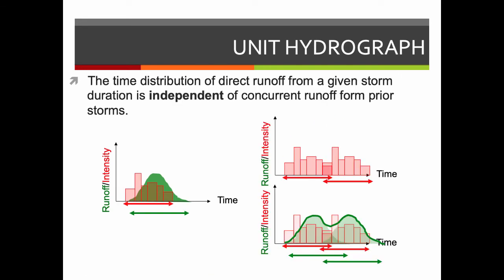And the time distribution of direct runoff is independent of concurrent runoff from prior storms. So here's storm 1, produced this light green blob. Here's storm 2, produced this light green blob. Storm 2 receives no memory information from storm 1. They're just placed on top of each other in time and then added together. And so the net runoff hydrograph looks like this twin blob here.